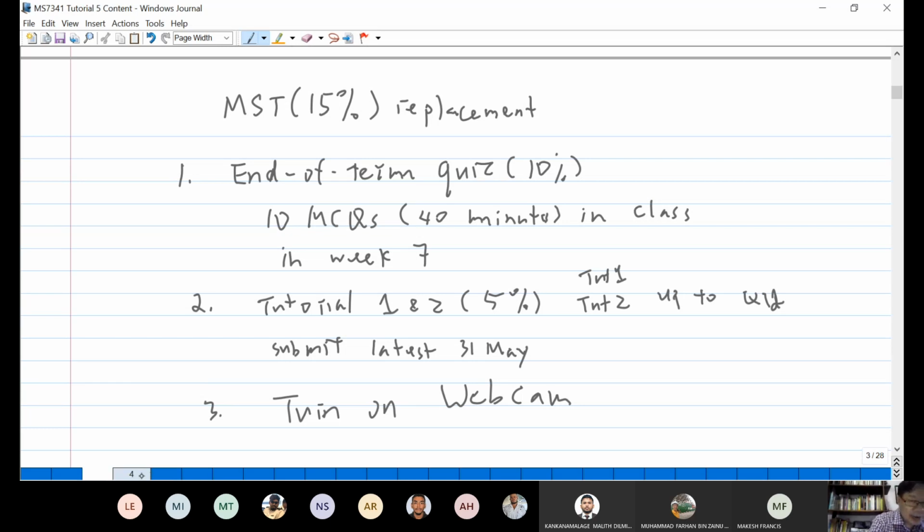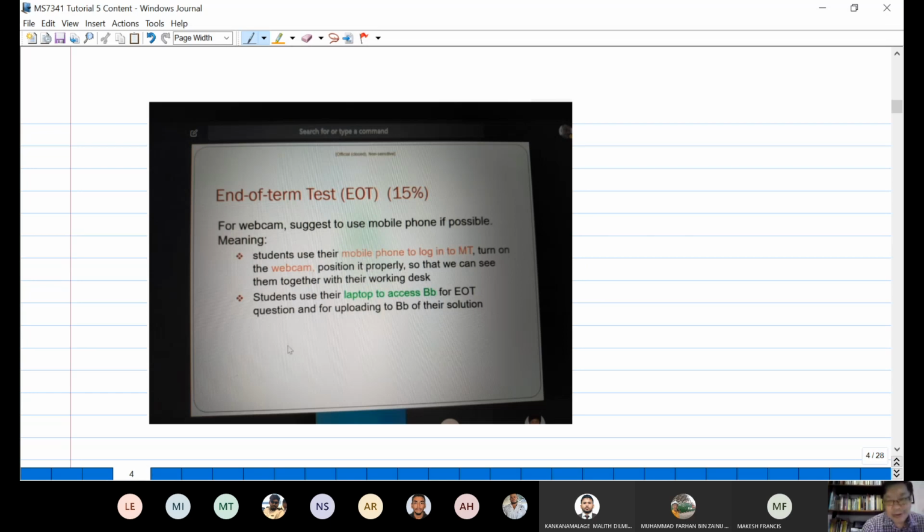Usually, people who turn on the webcam use their mobile phone so that they can place it at a right angle that shows me you're working, while you're on your laptop doing the quiz. But if you can actually turn on the webcam on your laptop, fine. It's just two devices. You can use two devices, one to go into Microsoft Teams, one for the webcam.